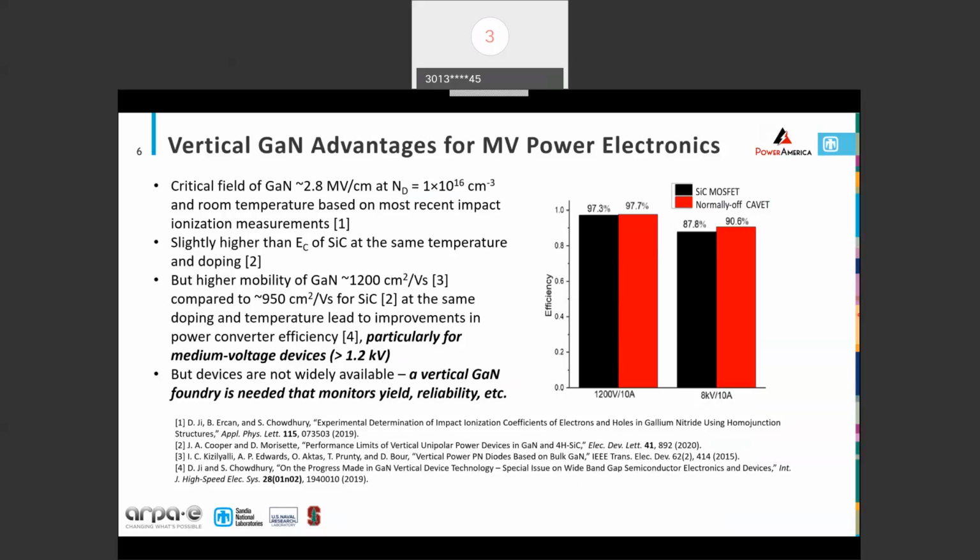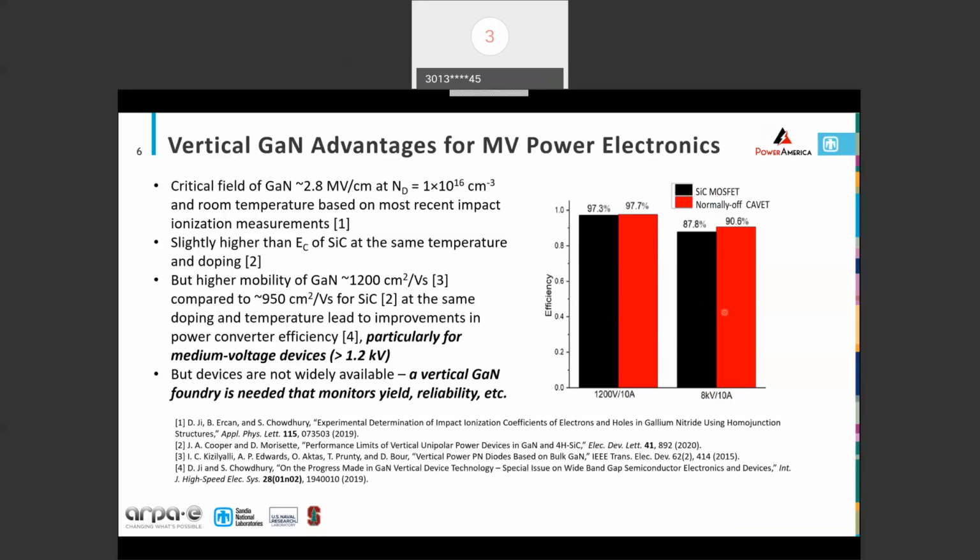a power converter based on silicon carbide MOSFETs versus a CAVIT type of vertical GaN transistor. And so at the 1200 volt point, you can see some slight potential increase in efficiency for the GaN. As we go up to the 8 kV point here, we see about a 3% potential improvement. And so even though, of course, this is only 3%, if you measure this from 100%, it's about a 25% increase. So, potentially there's some opportunities for improvement there.